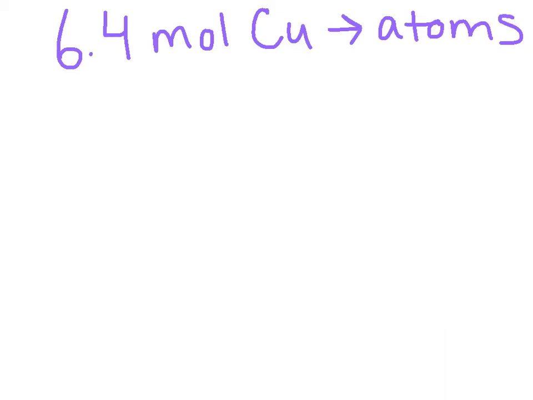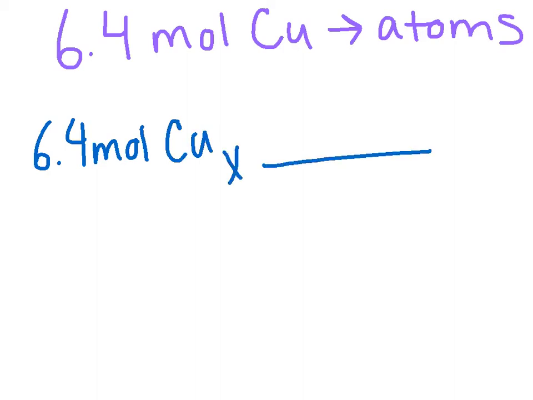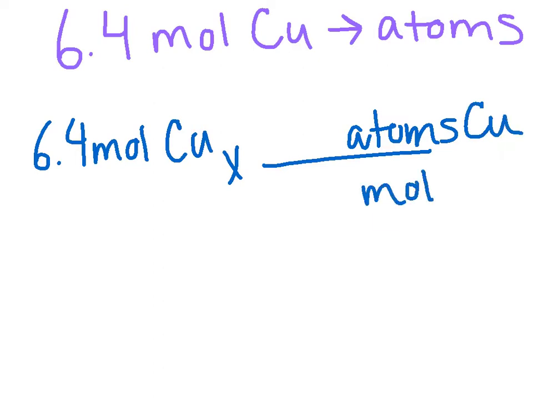So here, we're going to start with 6.4 moles of copper, and we want to know how many atoms that is. So I'm going to set up a dimensional analysis problem just like we did way back in chapter 2. Okay? I've got 6.4 moles of copper as my starting information, and now I'm going to use a conversion to figure out my answer. Okay, I want to end up in atoms of copper, and moles of copper is what we already have, so that goes on the bottom.